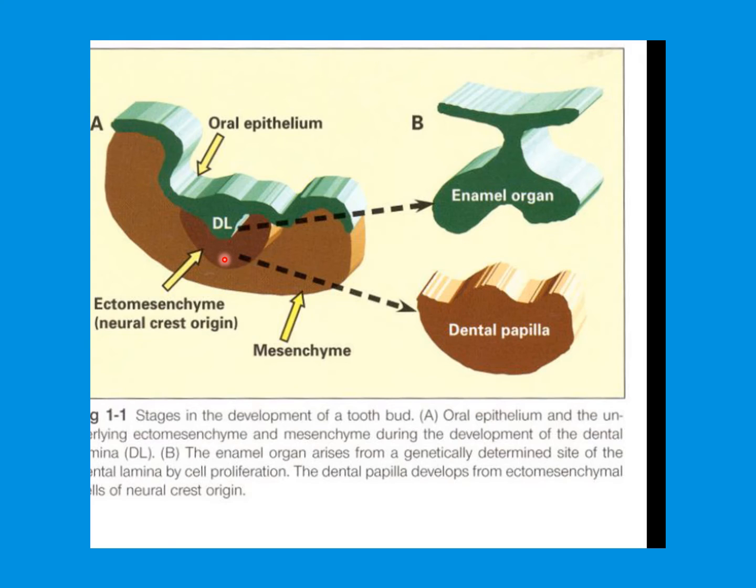Because of the migration of neural crest cells, which come from the ectoderm during the neural tube formation, from the end of the neural tube. These neural crest cells migrate to the second cell layer, which is called mesoderm. When these cells migrate inside this layer, they are called ectomesenchymal cells. Ecto refers to the ectoderm, and mesenchymal refers to the mesoderm. So the dental papilla and dental sac come from the ectomesenchymal cells of neural crest origin.